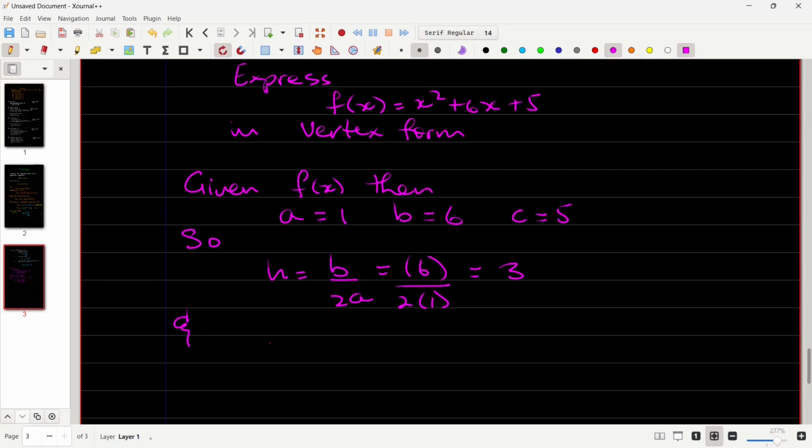And k is going to be equal to c minus ah squared. Let me write that squared here.